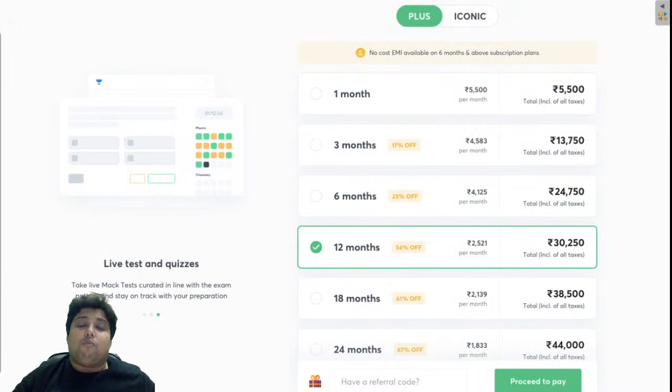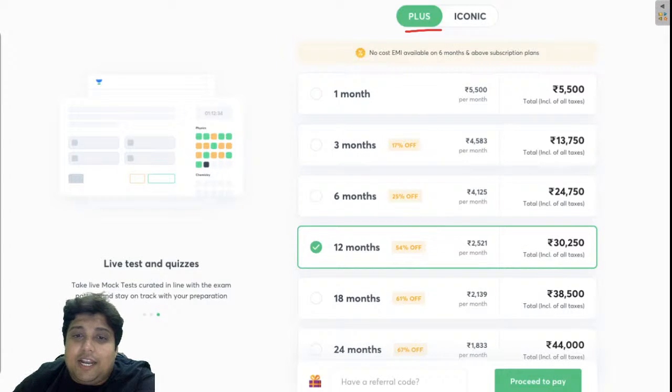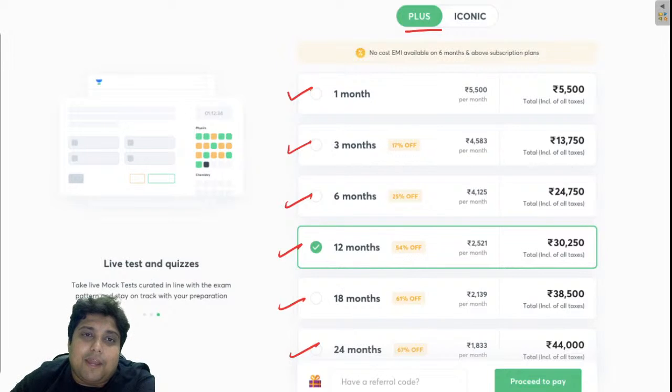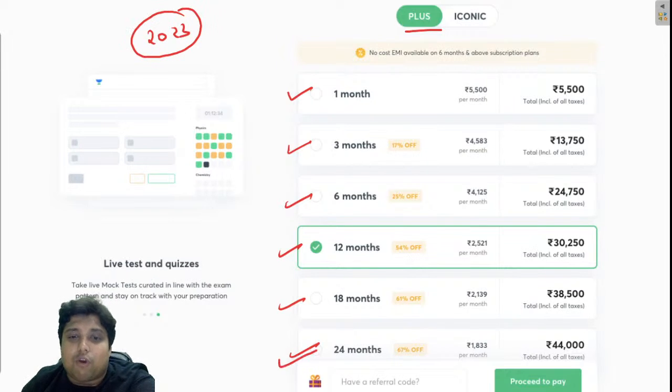Now my friends, how much do the subscriptions cost? So the Plus subscription comes in 6 different forms. You can either go for the 1 month package, the 3 month, 6 month, 12 month, 18 month and 24 month. If you are preparing for GATE 2023, I would suggest you go for the 24 month package.